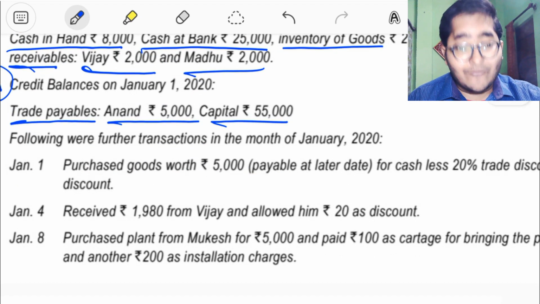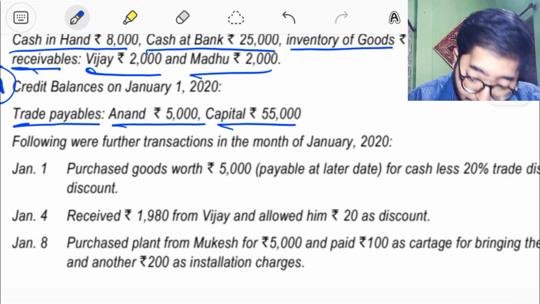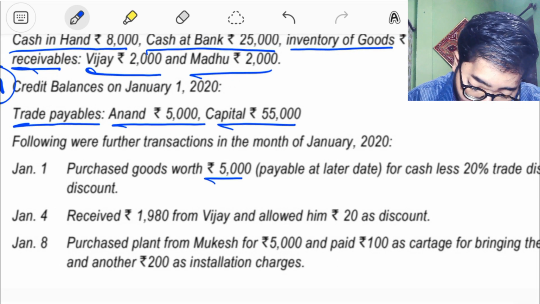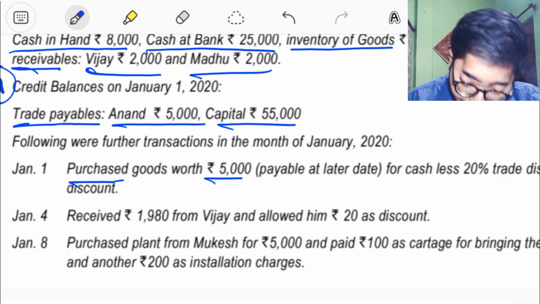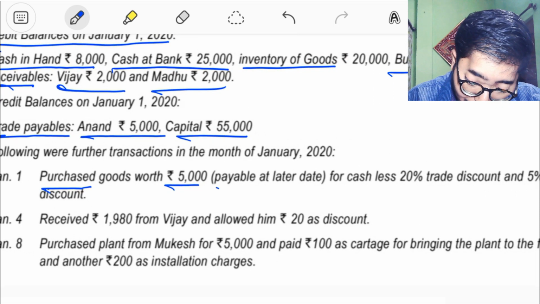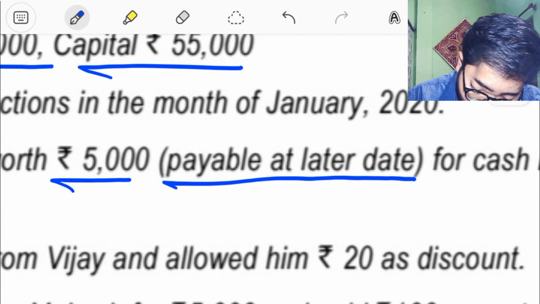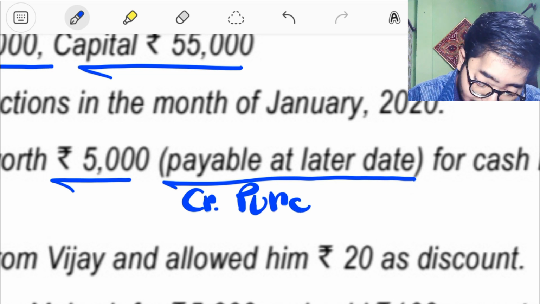Our first transaction. Following were further transactions in the month of January. January 1st, the first date of January, purchased goods worth rupees 5,000, payable at a later date. Payable at a later date means these are credit purchases. Cash is not paid.